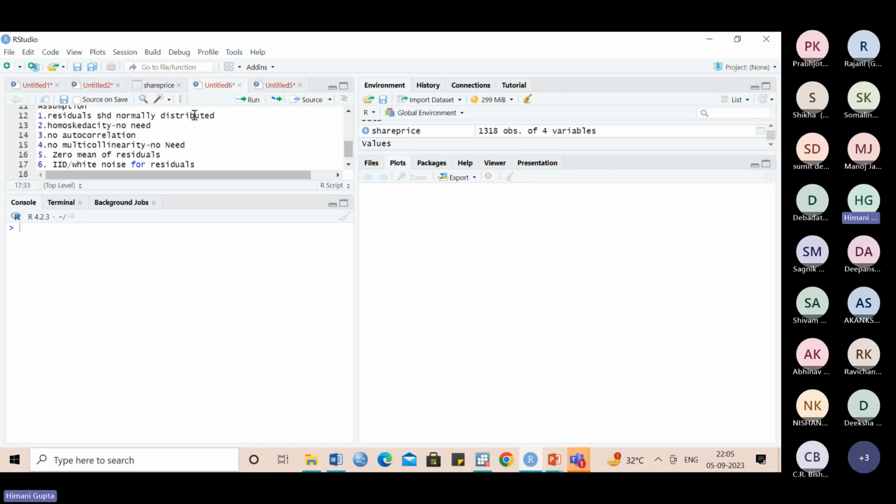That means no outliers are left from where I have to take the information. And zero mean of residuals. Nothing is left in the residuals. It is 0. So the combination of this, I can name it as IID or white noise.